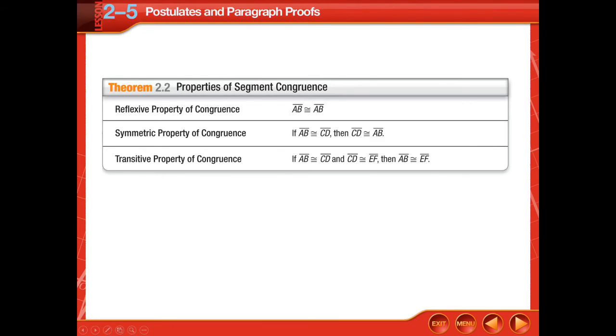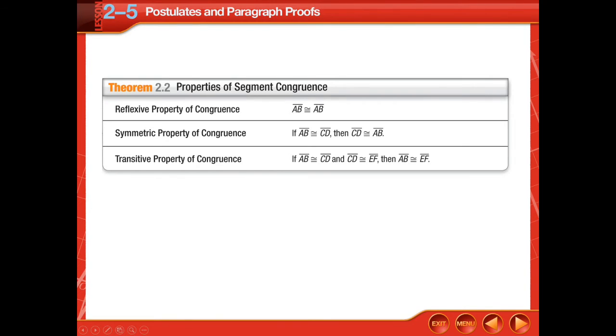And the transitive property is probably my favorite property of congruence. I know it sounds weird to have a favorite property of congruence, but it's basically saying if AB is congruent to CD and CD is congruent to EF, then AB is congruent to EF, meaning if the 2 middle parts match up, we can just say the first and the third match up as well.